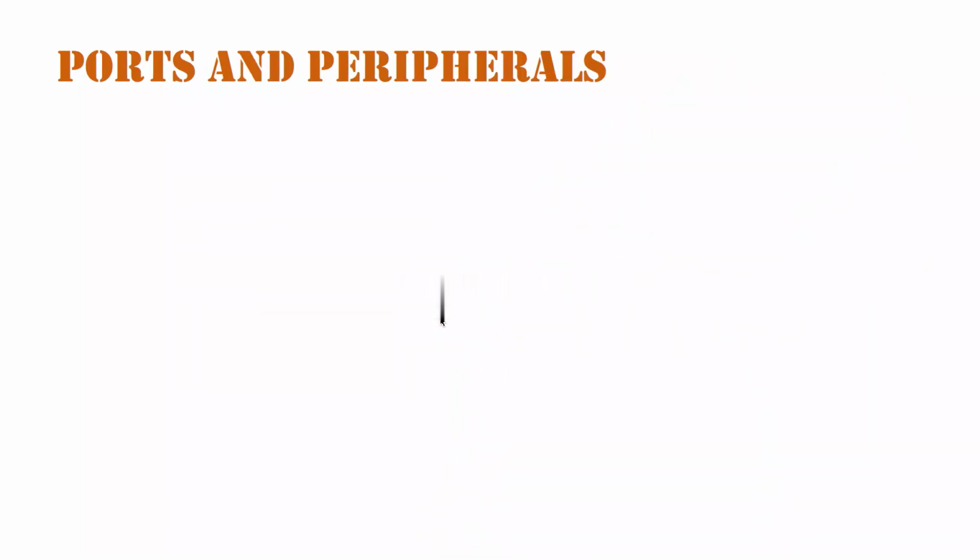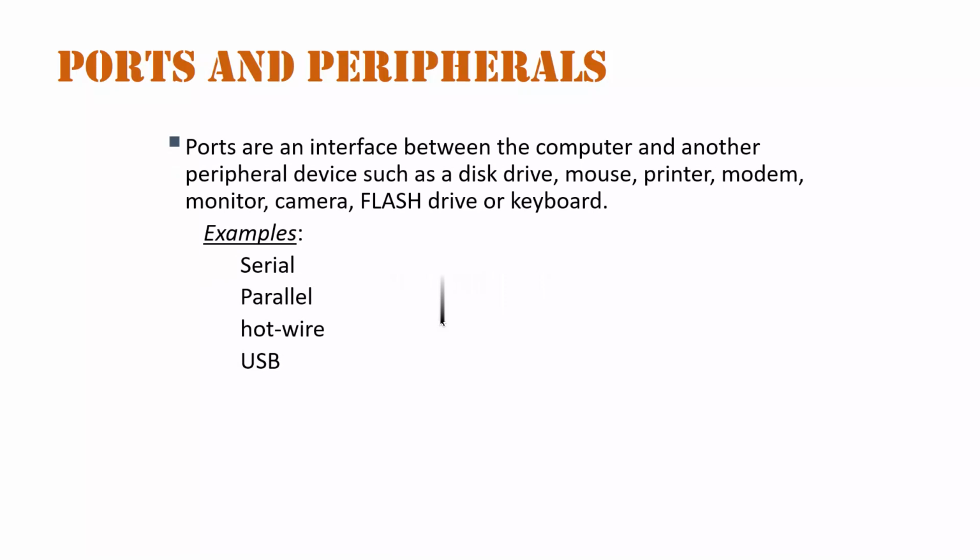Let's look at the ports and peripherals, being the hardware components also. So ports are an interface between the computer and another peripheral device. A peripheral device is any other external device that you connect back to the computer through the ports. These can be USB ports, VGA ports, and so on.